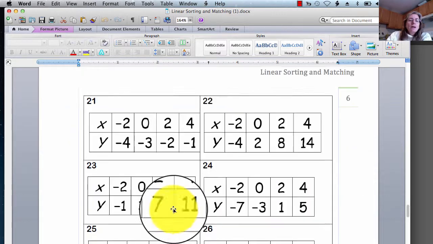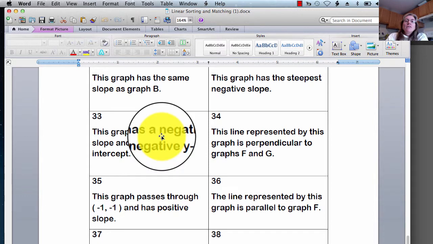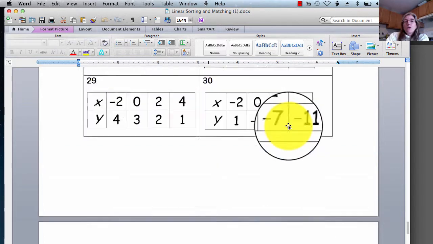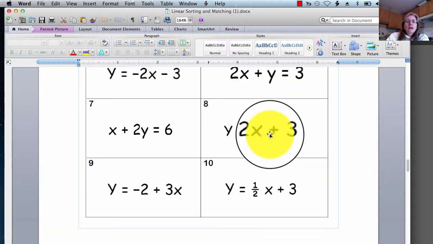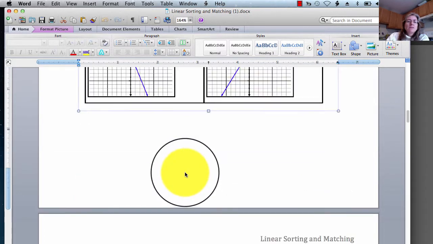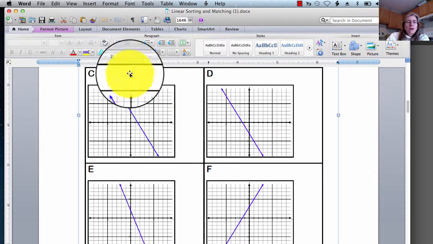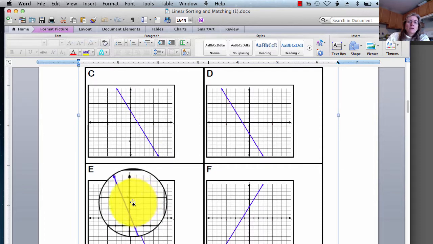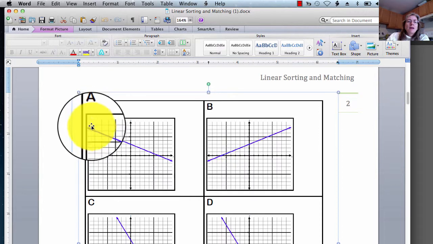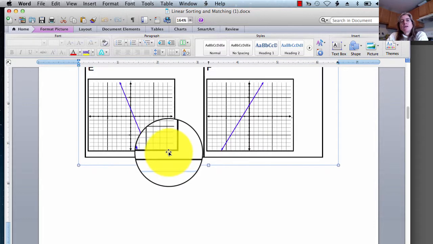That's what we have to do on how do you put the description to the right graph. You have to read it and see how each graph fits. A graph with the steepest negative slope, well, let's take a look at our graphs. A negative slope is downhill from left to right, so all these are positive. This one here is negative, that's pretty steep. That's pretty steep, but that still looks steeper. That's not as steep. That's definitely not steep. So I would say E has the steepest negative slope.